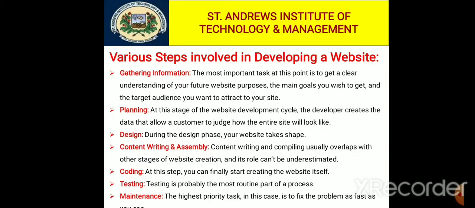The highest priority task in this case is to fix the problem as fast as you can. Otherwise, you may find one day that your users prefer to use another website rather than put up with the inconvenience. The other important thing is keeping your website up to date on a daily basis. If you use a CMS, regular updates will prevent bugs and decrease security risk. So these are the various steps involved in developing a website.